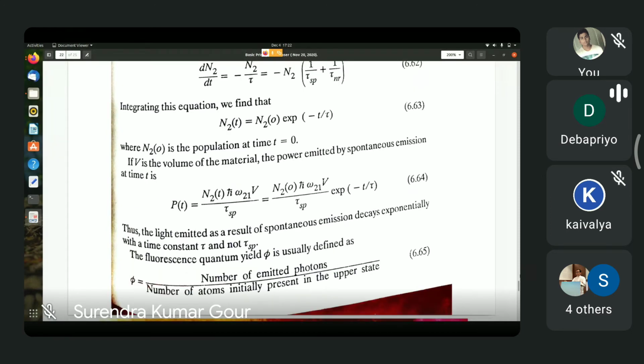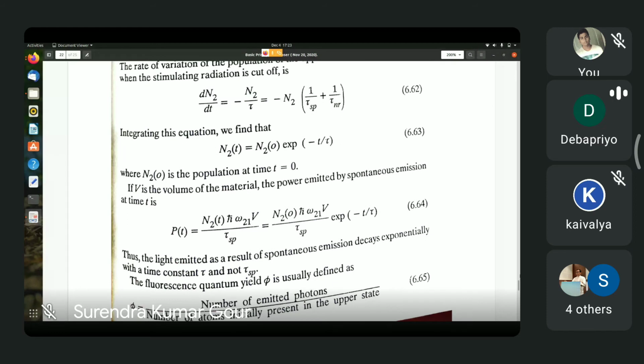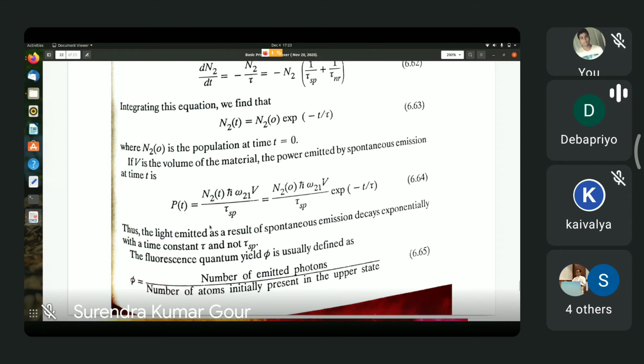Okay, if V is the volume of the material, the power emitted by spontaneous emission at time t is P(t) equal to, now see, the power emitted is firstly the energy of each photon, which is h-bar omega 21, then the number of photons decaying per unit time per unit volume, which is dn2/dt, and then you have the volume V. What is dn2/dt? It is equal to minus n2 by tau if decay is by either method. But if decay is by spontaneous emission, then dn2/dt spontaneous is equal to minus n2 by tau sp.